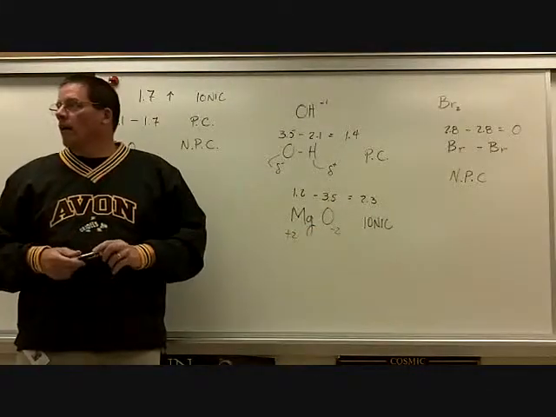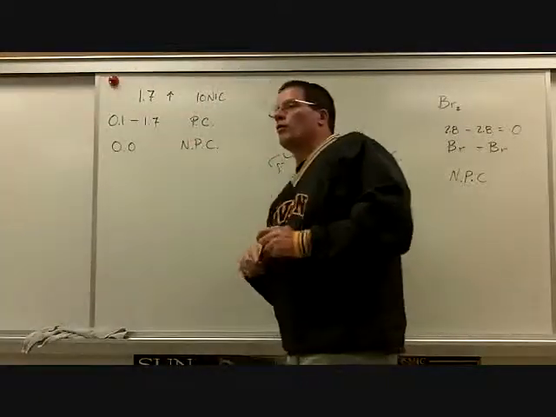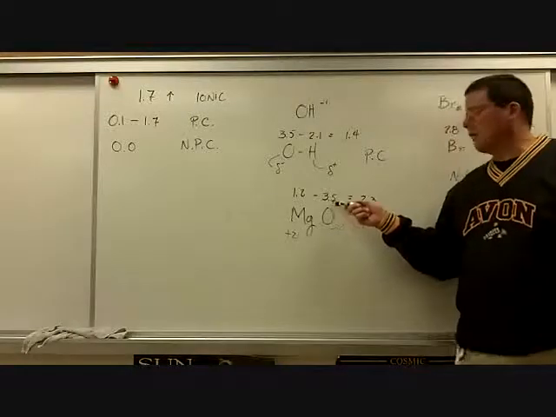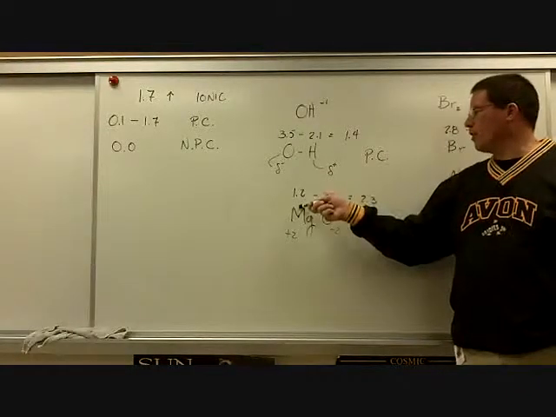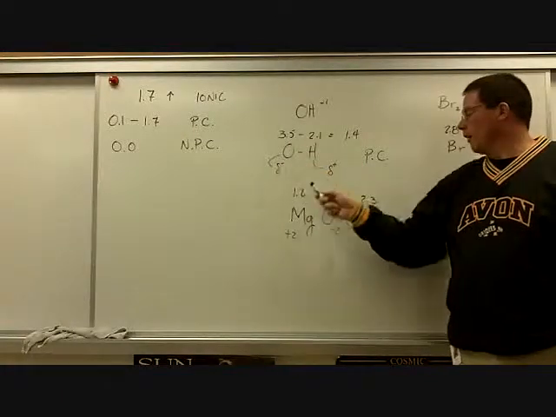For the polar covalent, how do you figure out which one's the negative? The greater the value, the more negative it'll be. So if you look at the oxygen, even in the ionic, it has a higher value than the magnesium. This has a higher value than the hydrogen. And notice they're both negative.